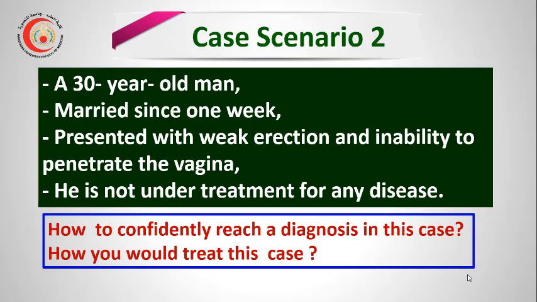On the other hand, a 30-year-old man married since 1 week, presented with a weak erection and inability to penetrate the vagina also, and he is not under treatment for any disease. How can you arrive at the diagnosis, and how can you treat?